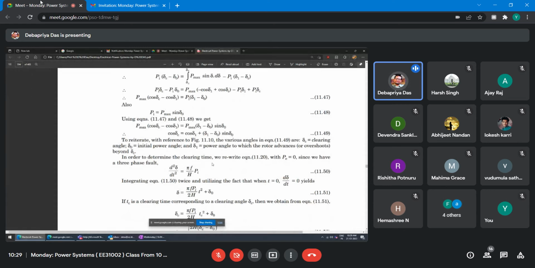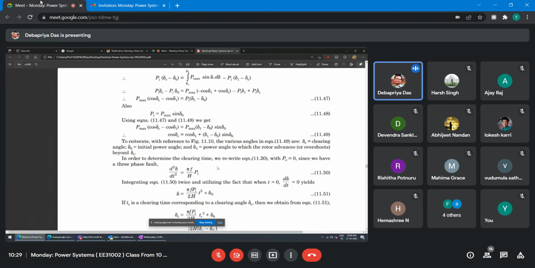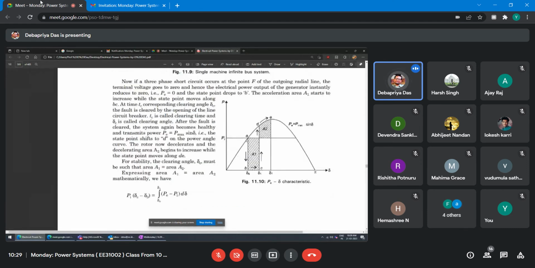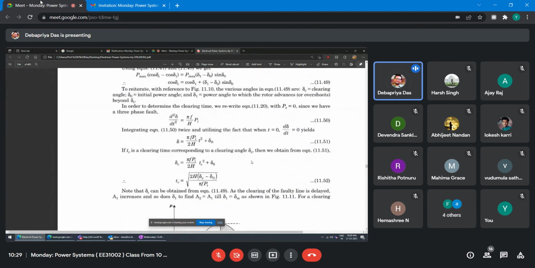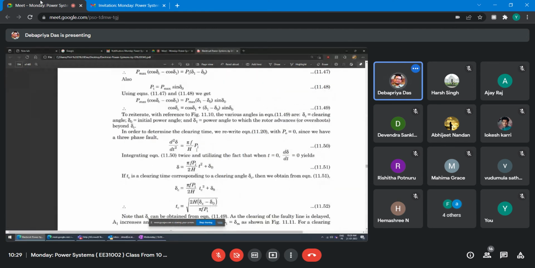Now, in order to determine the clearing time, we rewrite this equation with P equal to zero, since we have a three phase fault. So d squared delta upon dt squared, as you have seen from equation 11.20, is pi f upon H times (Pi minus P). But as the fault is a three phase fault, suddenly in this region the power is zero. That's why it is pi f by H times Pi, from equation 20.